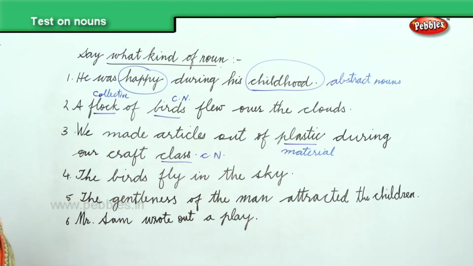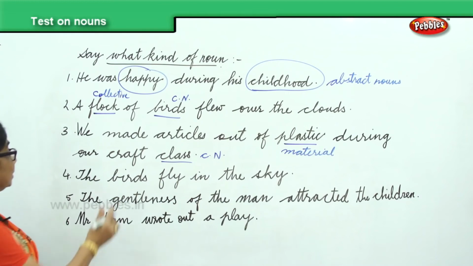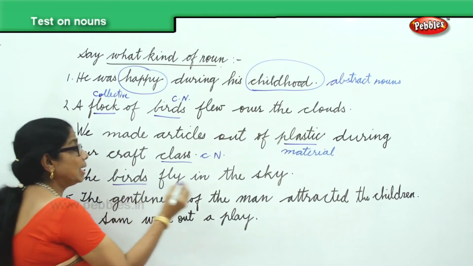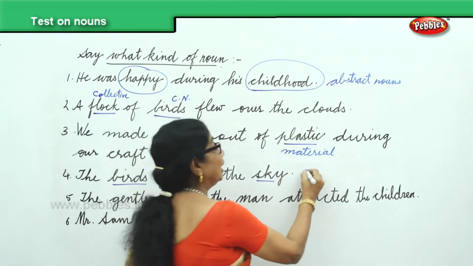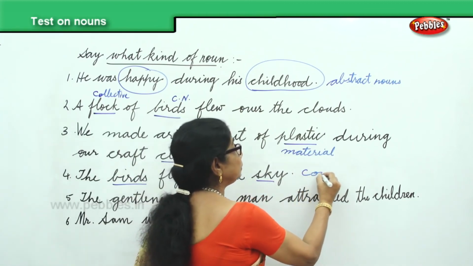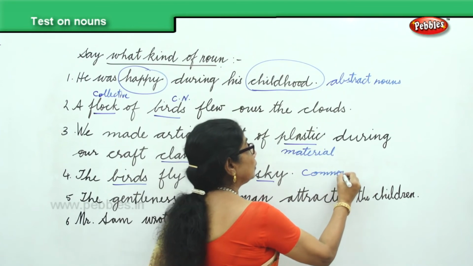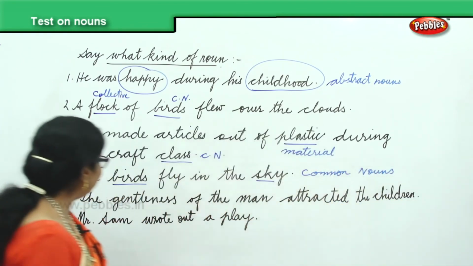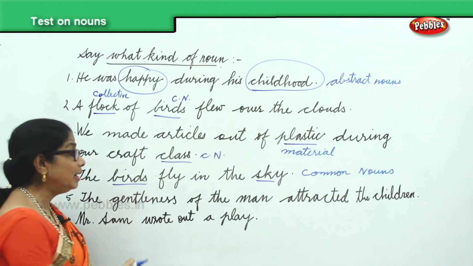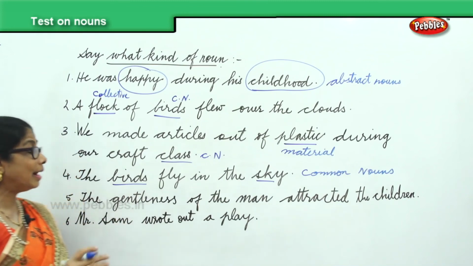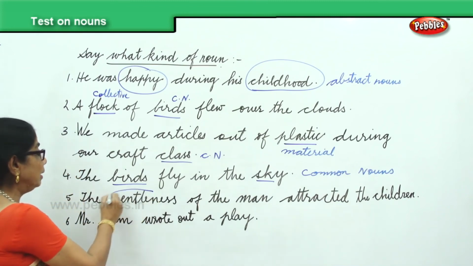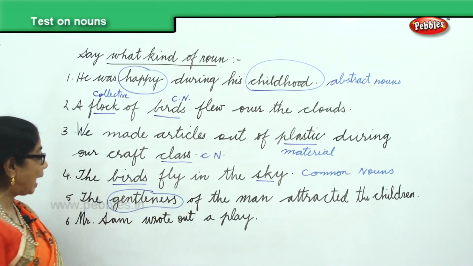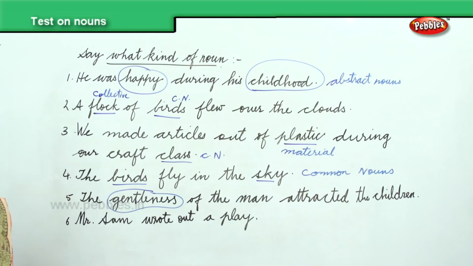Okay. Next we have the birds fly in the sky. Birds and sky, they are common nouns. Then we have the gentleness of the man attracted children. Gentleness, that's an abstract noun. We have an abstract noun here.